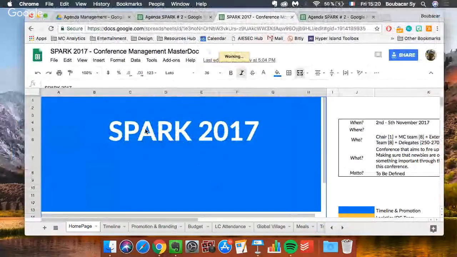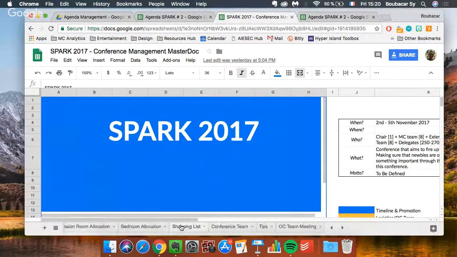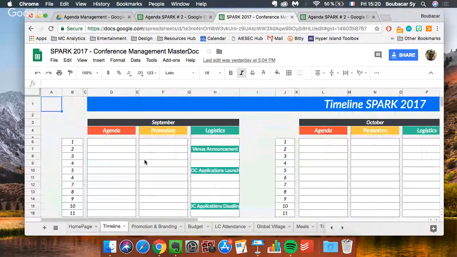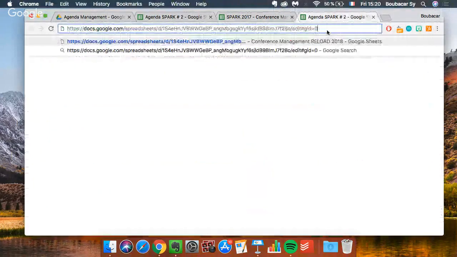So for you to have an understanding, this conference management is like filling up all this spreadsheet, and we're going to try to go through some of them. The timeline that David was explaining to you was not that exhaustive at all. You can look at the one from Reload as an example. The one from Reload was more exhaustive, more full. I'm going to try to show it to you here.